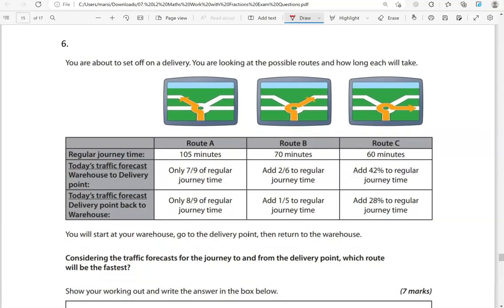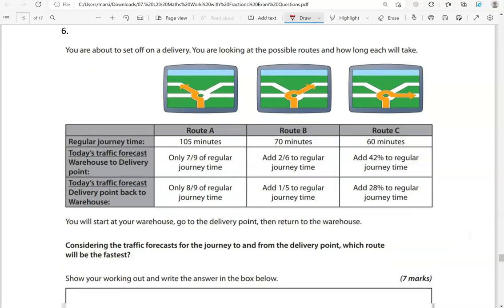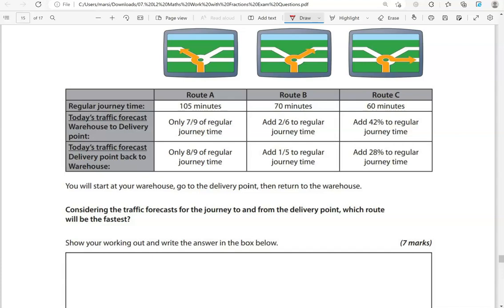You're about to set off on a delivery. You're looking at the possible routes and how long each will take. You'll start at your warehouse, go to the delivery point, then return to the warehouse. Considering the traffic forecast for the journey to and from the delivery point, which route will be the fastest? Show your working out and write the answer in the box below.